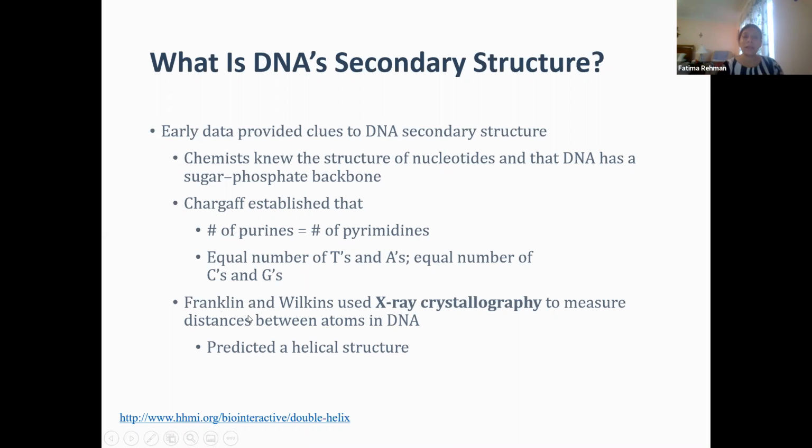Then Rosalind Franklin and Wilkins were using X-ray crystallography to look at DNA structure in more detail. Through Franklin's famous photo 51, they were able to know that it was some type of helical structure. They couldn't tell if it was 2 or 3 strands wound together, but they knew that it was composed of a helical structure.